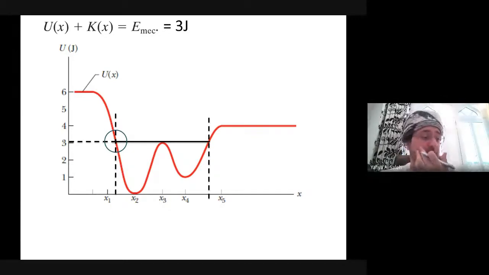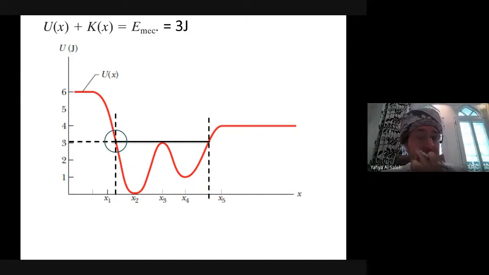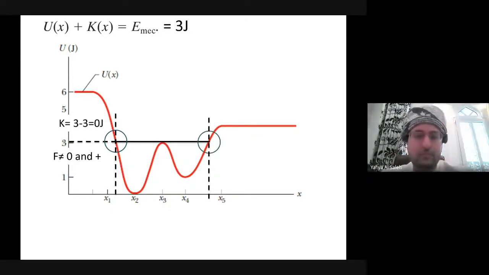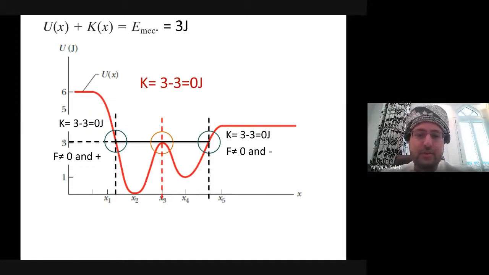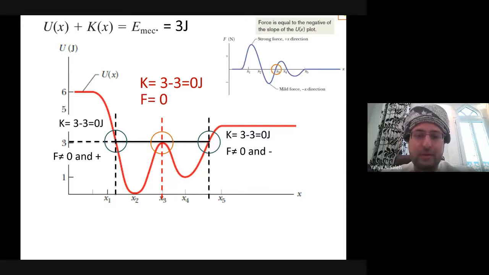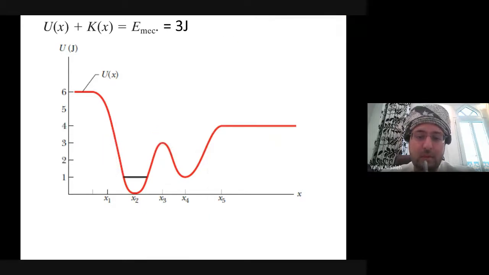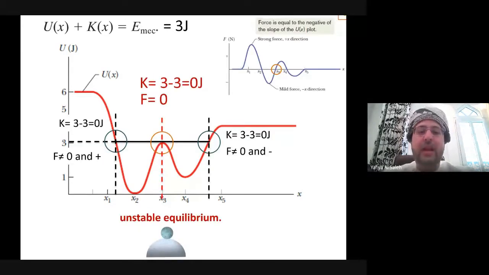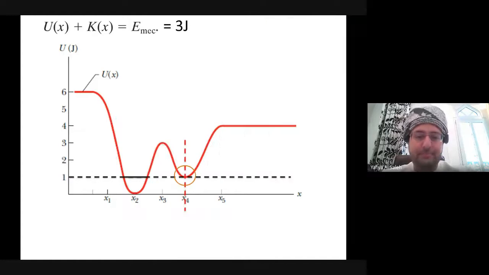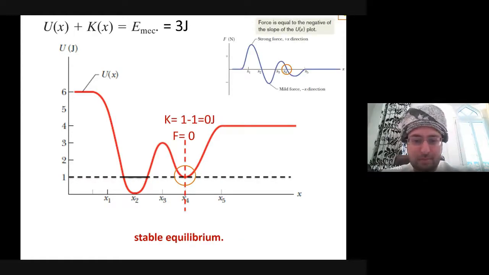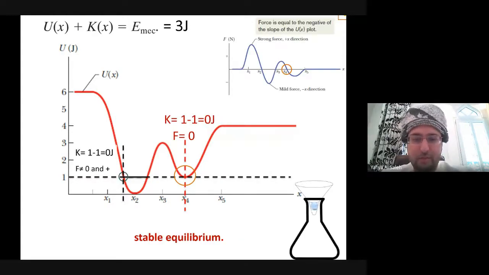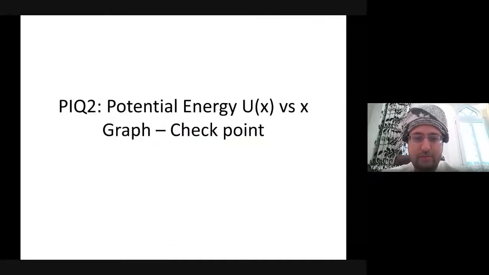Let's reduce the total mechanical energy even more, to 3 joules. Now I have 2 turning points and 1 equilibrium point. And now I have an unstable equilibrium, which, as we said before, will be very happy to fall down to a lower state of energy. Let me skip all of these, and then I will give you a summary of all of this.